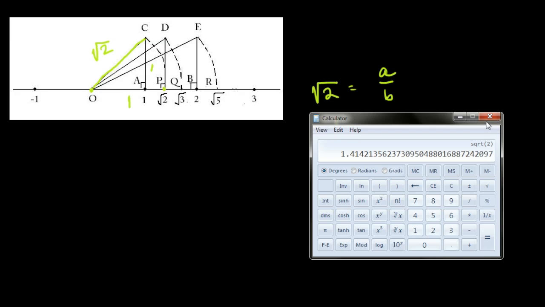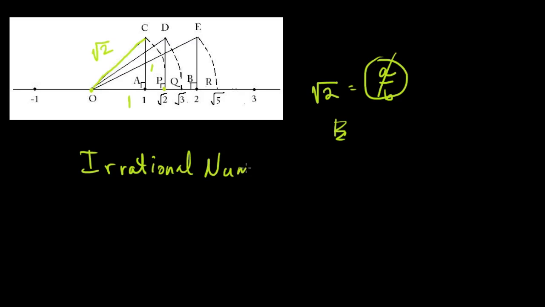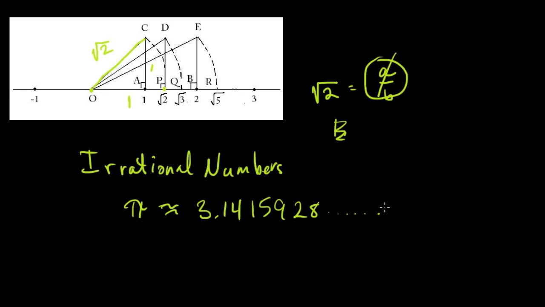So these numbers can't be written as a number over another number. They are not a terminating decimal. These are called irrational numbers. Irrational numbers. And there's some that we're familiar with. Pi, for instance, is an irrational number. We normally approximate pi to be 3.14, but in actuality it's 3.1415928, and so on and so forth. It continues on forever.